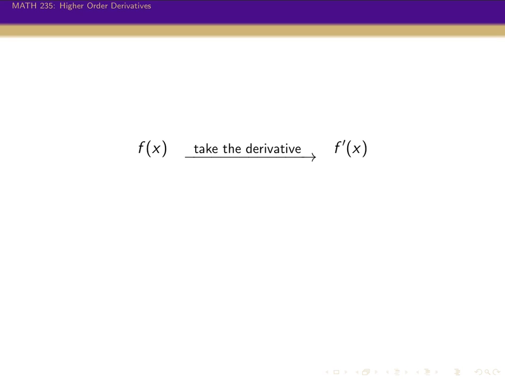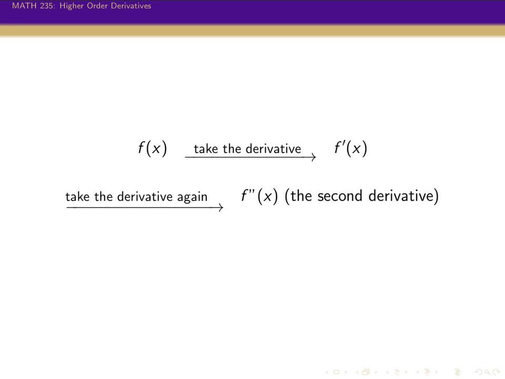And so the natural question is, what happens if you take the derivative again? If you take the derivative again, you're getting the derivative of the derivative, and we're going to call that the second derivative. So f double prime of x is the second derivative.